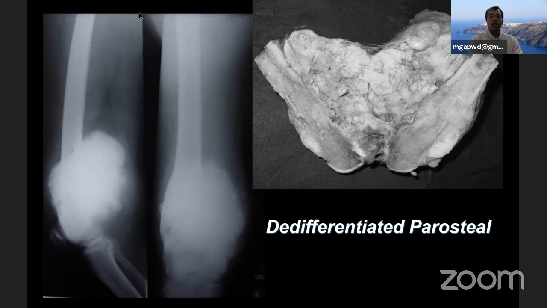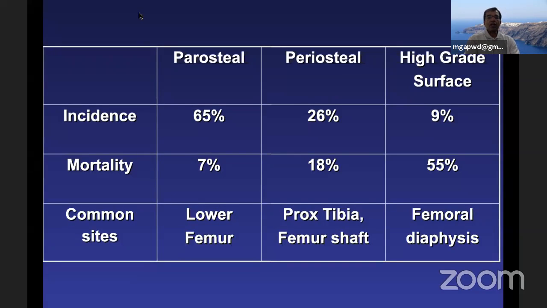And these tumors, again, are to be treated like any other high-grade osteosarcoma. The prognosis is not always good. They don't always respond well to chemotherapy, but the treatment is going to be chemotherapy and surgery for these tumors. So let's look at the real differences between parosteal, periosteal, and high-grade.